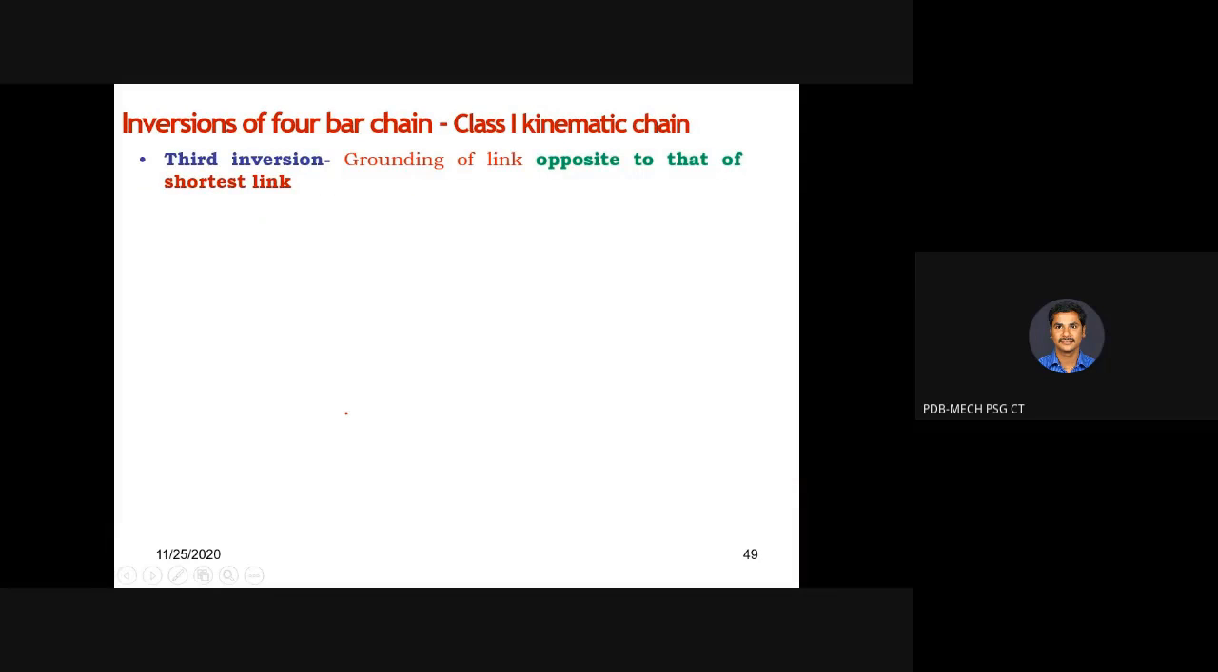Then the third inversion is grounding of the link opposite to that of the shortest link. Which is the shortest link here? In the first inversion we fixed L and Q, and in the second inversion we fixed the shortest link itself. Now the third inversion is grounding of the link opposite to the shortest link. The shortest link is S, and opposite to the shortest link is P. If you fix P, let us look at what mechanism we are going to get.